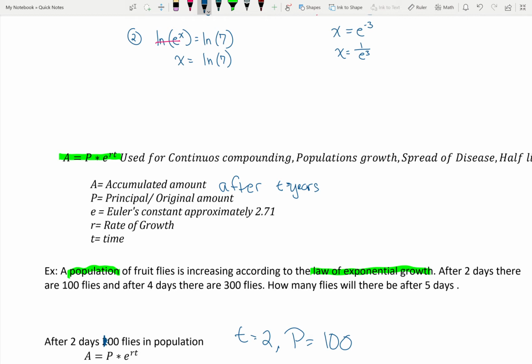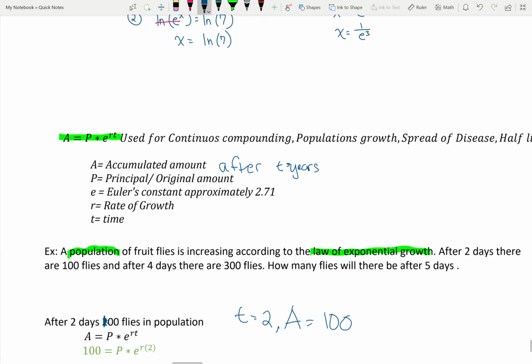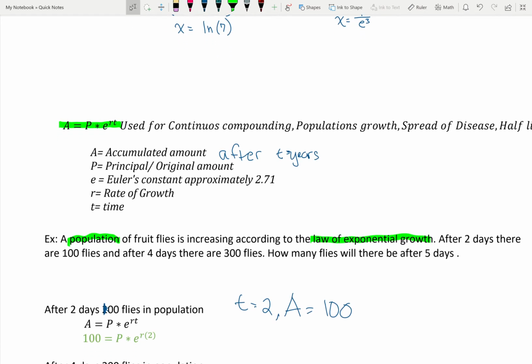So I know what t equals for the sentence, and I know what P equals for the sentence as well. Why am I saying P? I meant A, I'm sorry. I'm all over the place right now. So A is the accumulated amount. After t years has passed, which is 2, there are 100 fruit flies. So A we will substitute 100 for, and t we will substitute 2 for.